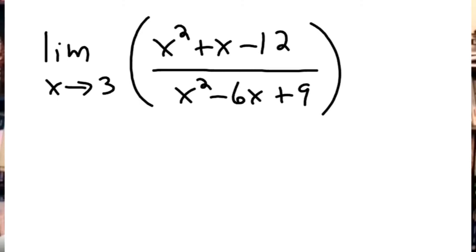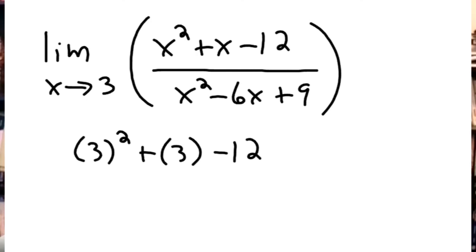All right, so let's do what we normally do. Let's plug the value in for x and see if we get something that's defined or not. So in the numerator, we have 3 squared plus 3 minus 12. That's 9 plus 3 minus 12. That's 12 minus 12, so that's 0.